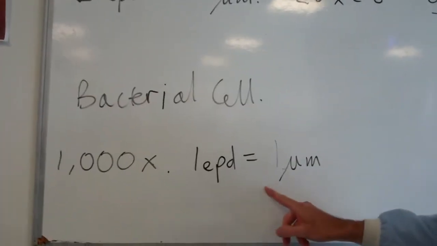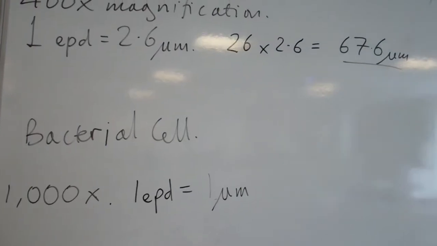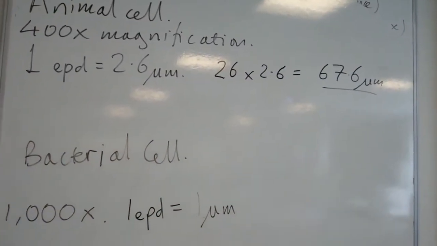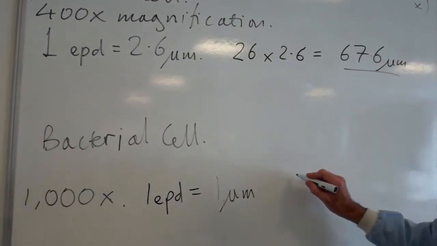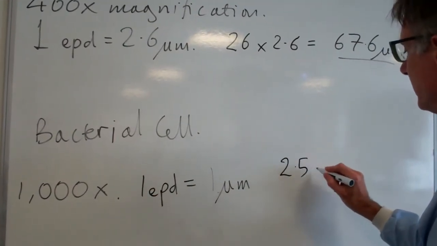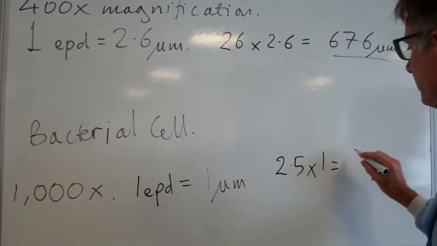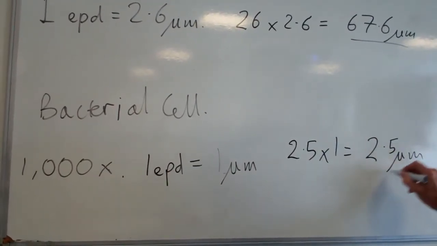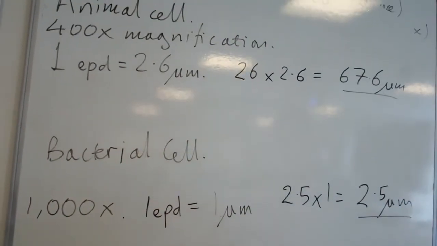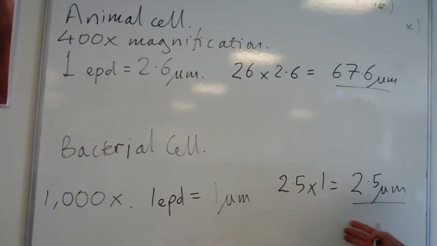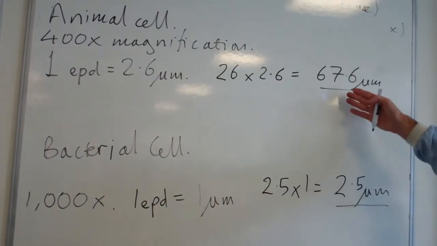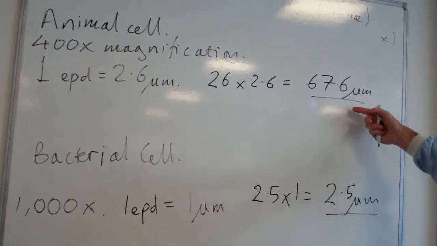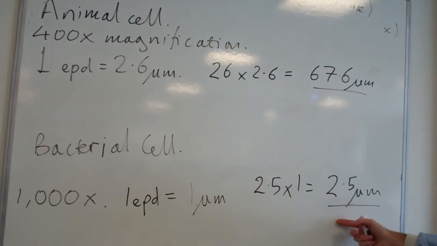So let's quickly do the calculation. We know that 1 division now for my calibration is 1 micrometer. So, simple calculation this time. 2.5 divisions per cell times 1. We know the bacteria cell is 2.5 micrometers. And again, when you do this, I'll get you to measure 5 different bacteria cells and get the average. And you can quite clearly see here, this animal cell is more than 20 times longer than a bacteria cell.